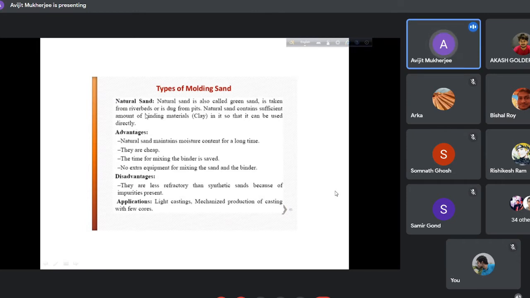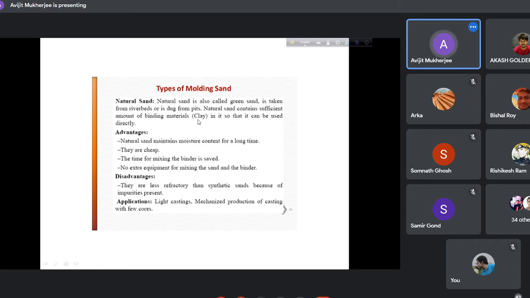Now, when I have mentioned natural sand, which is obtained from nature, already mixed with binders and water, additive may not be there, but the advantage is we need not mix any binder, because it is already mixed with naturally available clay. And also, we need not mix any moisture. So they are cheap in nature. Readily, we can use the material immediately. There is no time required to mix all the ingredients, so mixing machines and chambers are not required. No extra equipment for mixing or preparation of the sand. So that is cheap in that way.